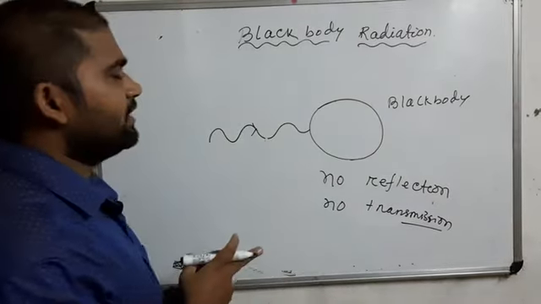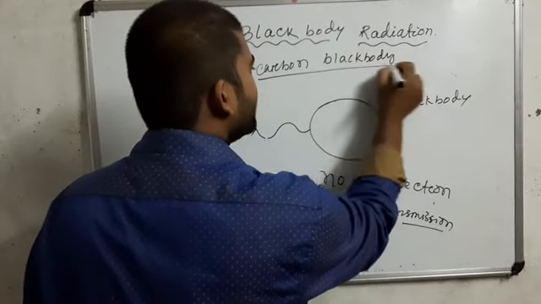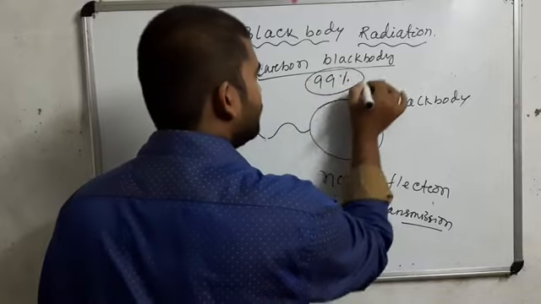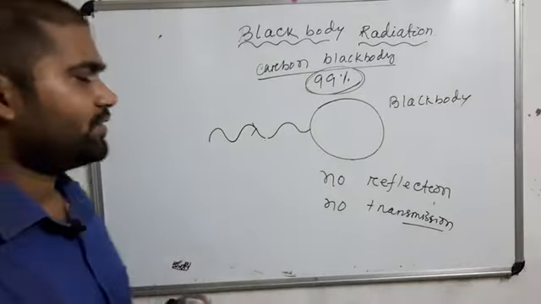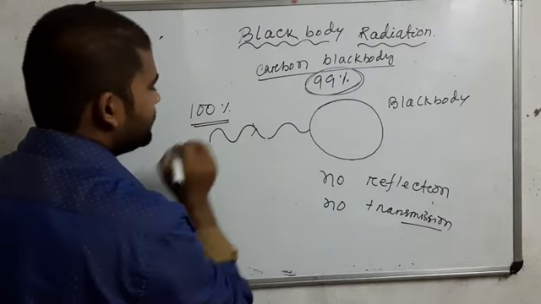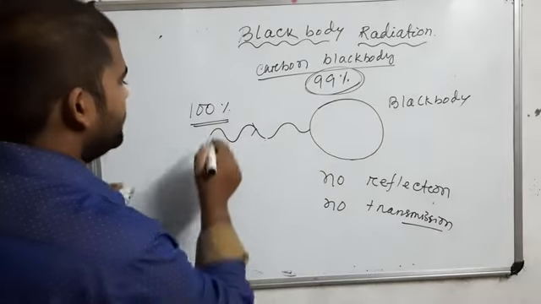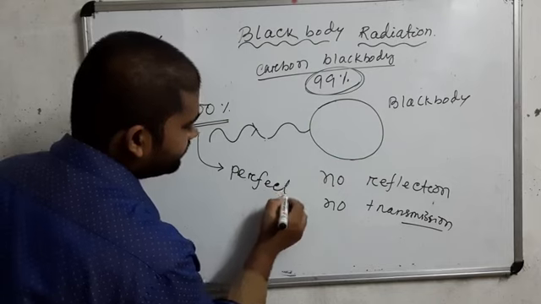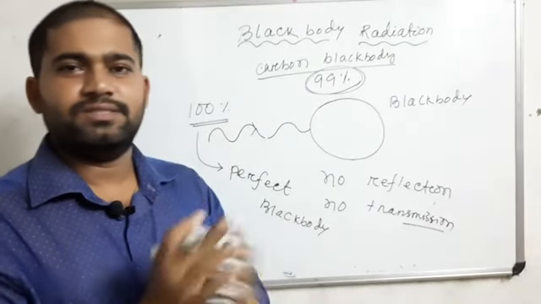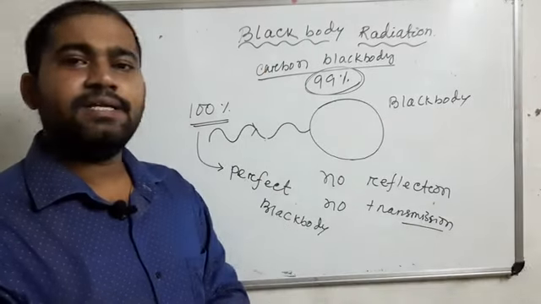Generally if we take a carbon black body, in case of carbon black body, the absorption spectra is around 99%. But if a body absorbs 100% of the radiation incident on it, then it is called a perfect black body. And a perfect black body is just a theoretical concept. In case of carbon black body, the absorption coefficient is around 99%.